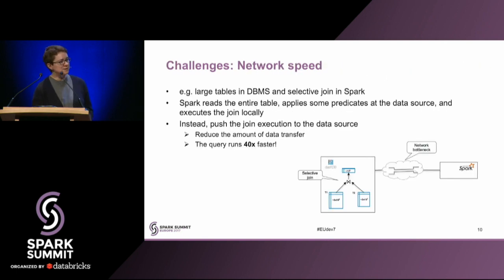As with any federated system, there are challenges when querying external data sources. One is network speed. For example, we have a very selective join applied between two large tables. The tables reside in a relational database. Spark reads the data and performs the join locally. Instead, if the join is pushed down to the data source, the amount of data will be significantly reduced and the query will run many times faster.